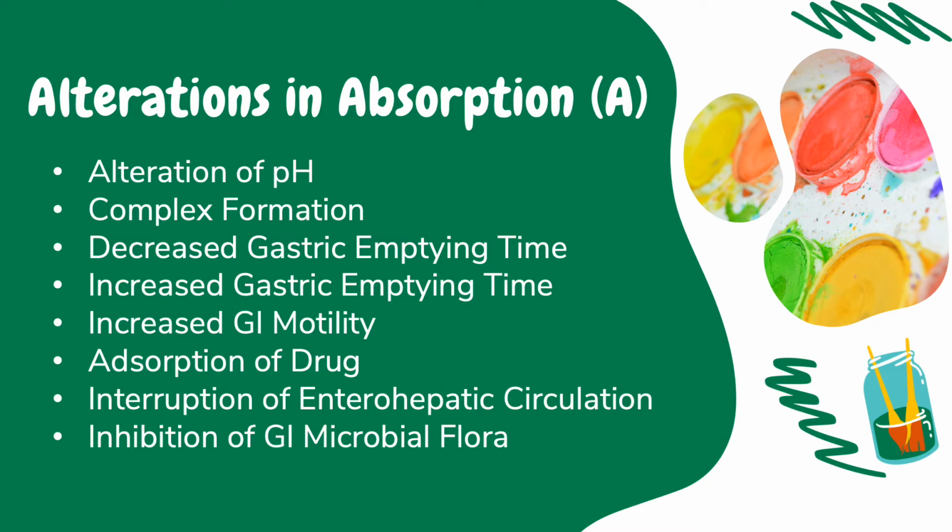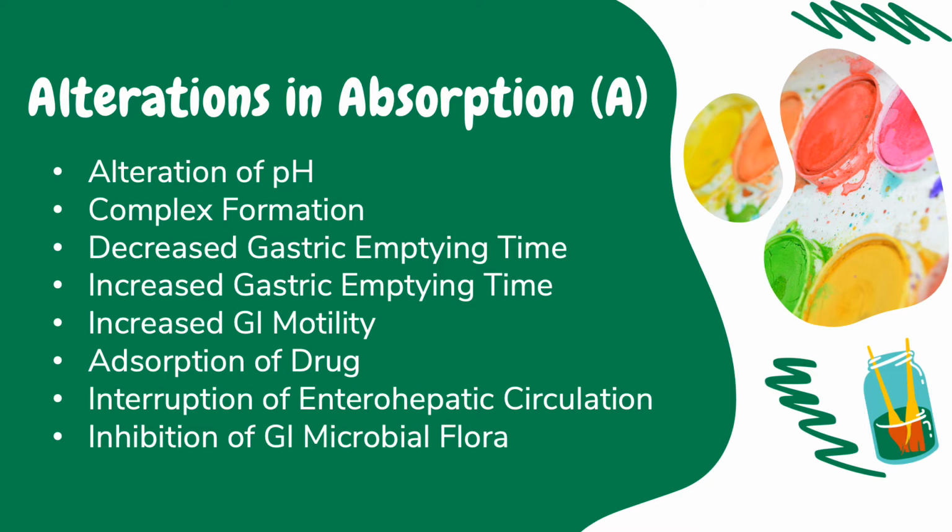With decreased gastric emptying time, an example is atropine and antacid. So there will be increased antacid absorption time due to the gastric emptying time delay. While if there is increased gastric emptying time, which happens with nicotine and antacid, there will be decreased antacid absorption. With increased GI motility, such as drugs like laxatives or cathartics given with any drug, there will be decreased drug absorption.